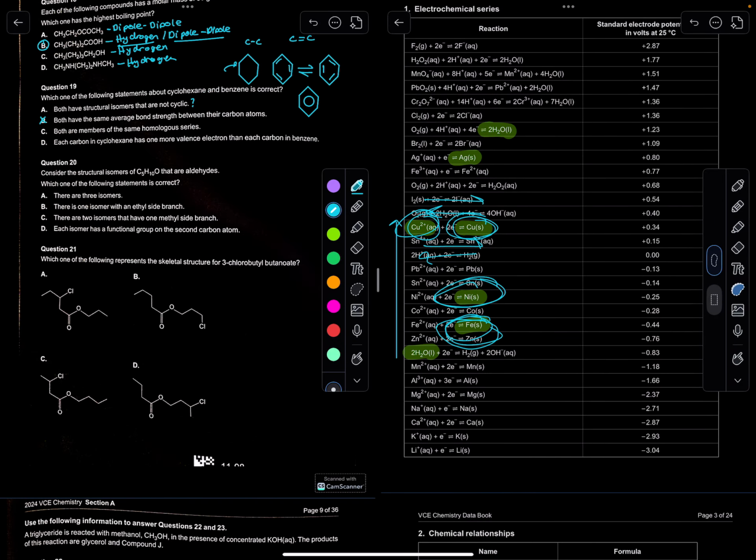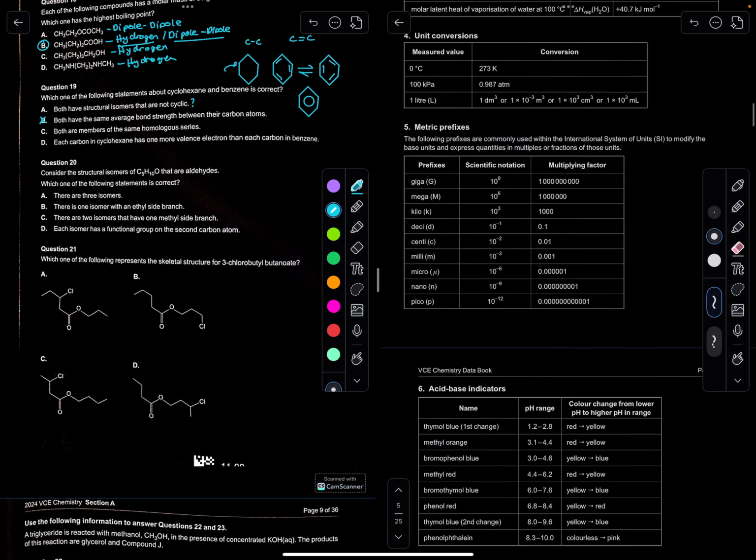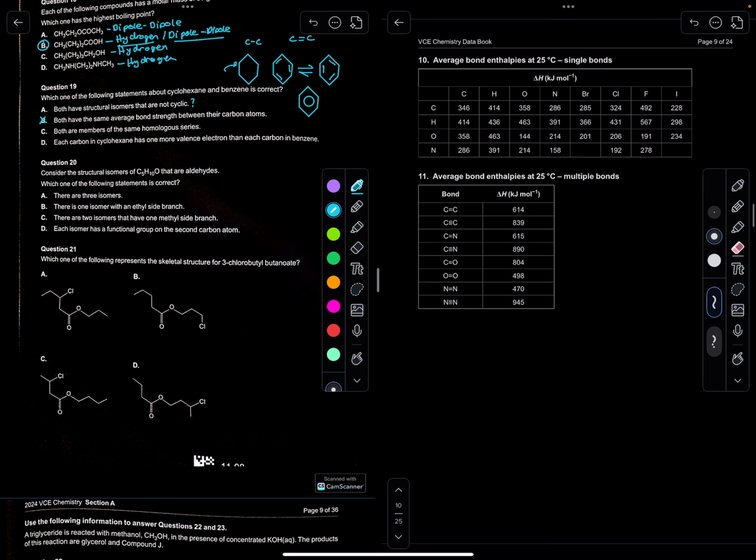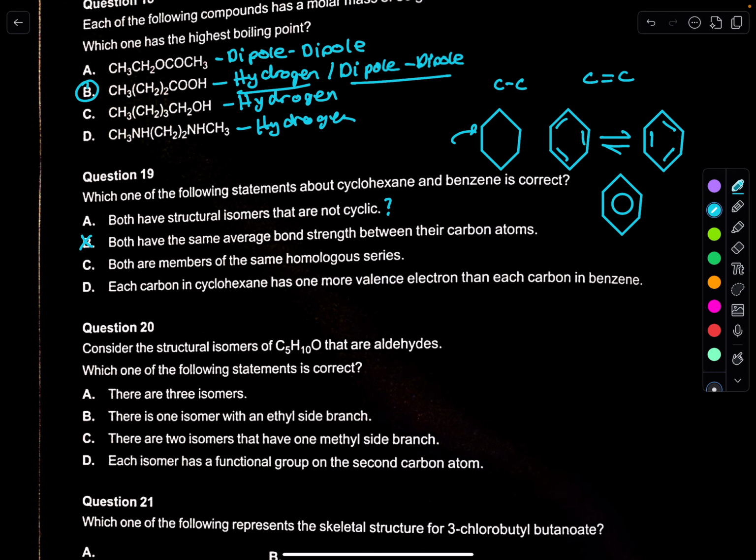Also, let me just rub this out. This is quite ugly. So you can see this going down here into your bond strengths. Here it is. A C to C bond is 346 kilojoules per mole, whereas a C to C double bond is 600. It's close to double the amount of energy. So they don't have the same.